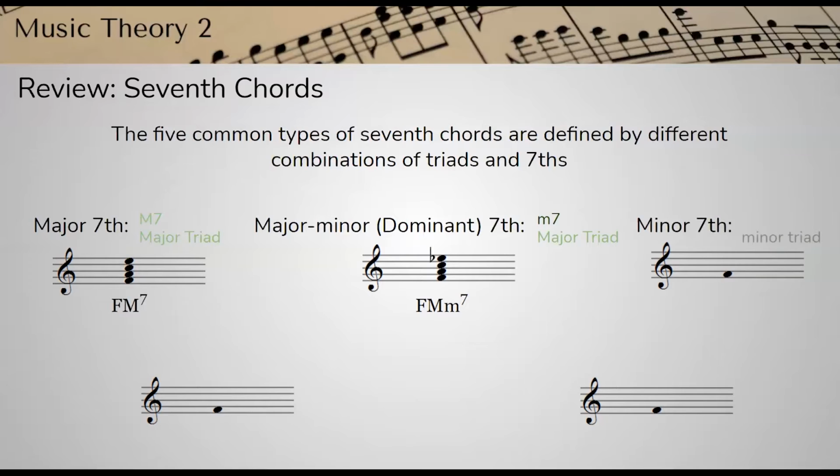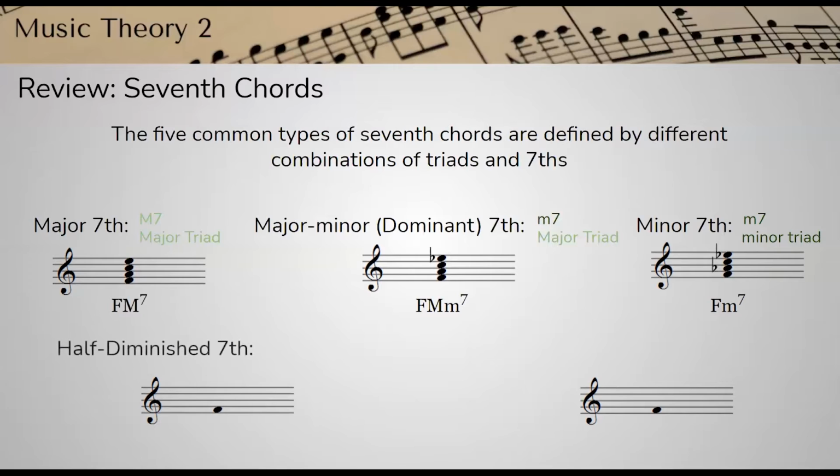Okay, one more kind. We have a minor seventh chord, and this is simply a minor triad and a minor seventh. So to spell this on F, we'd have an F minor triad on the bottom, and then we'd add a minor seventh above that to make it into a minor seventh chord. And we just write F with a lowercase m, 7 to indicate a minor seventh chord.